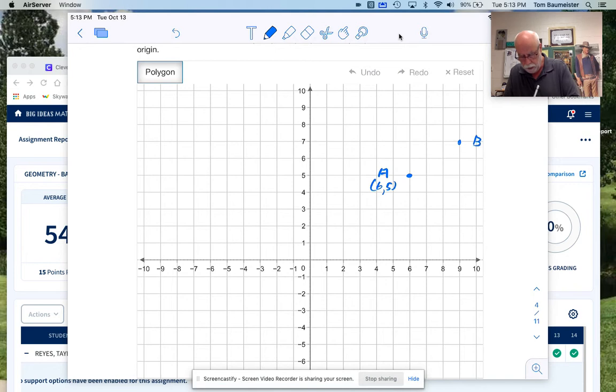So there's B at 9 and 7. And then C is at 8 and 1. So I'm going to go over 8 and up 1. And there's your C. Again, I'm sure it's not going to let you put that there, but it will want you to connect the dots. If you don't, it will probably mark you wrong.